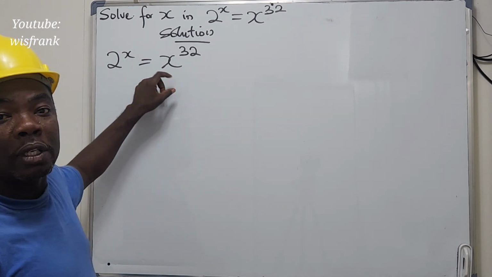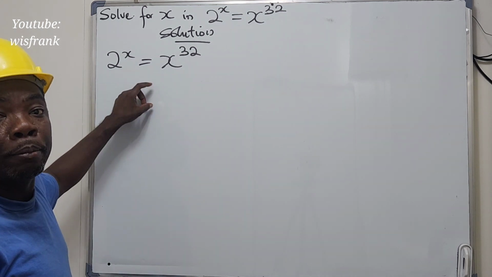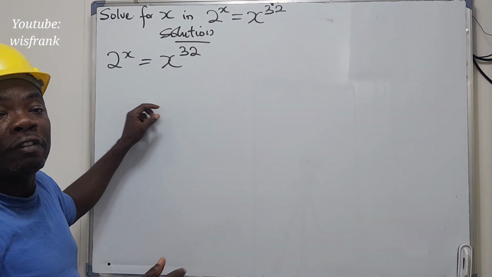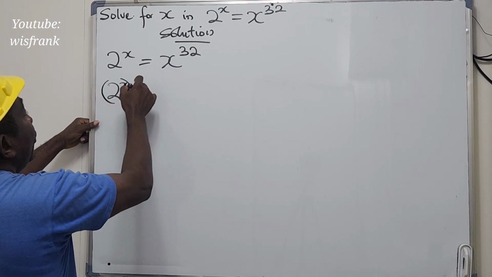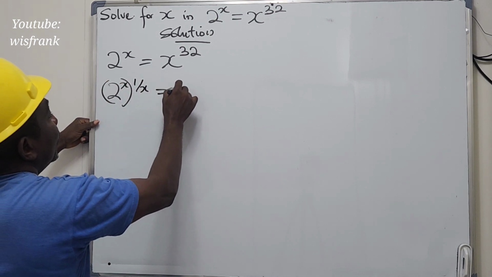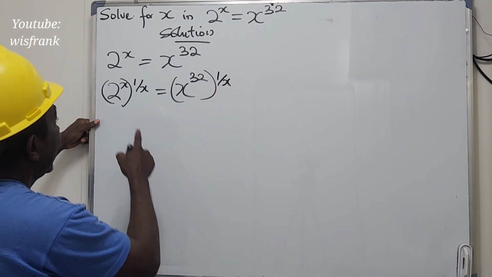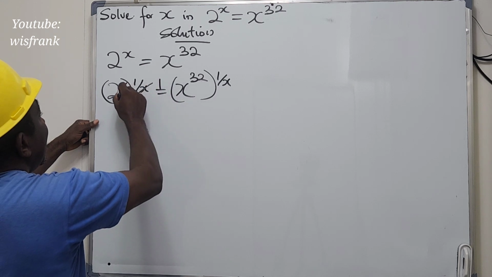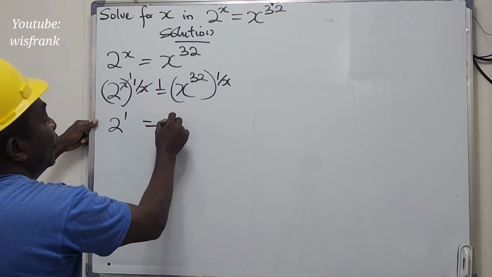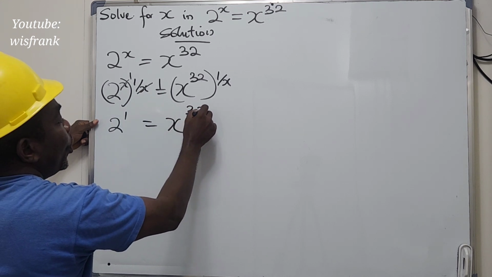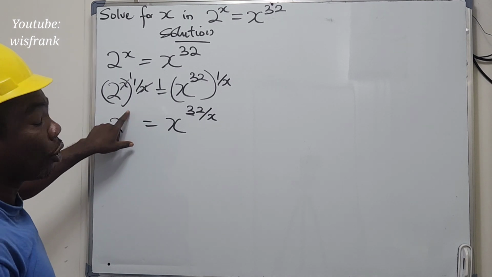Take the constant to one side and take the variable to one side. How do we do that? We need to multiply both sides by the power of 1 over x. So this will become 2 to the power of x, all to the power of 1 over x, equals x to the power of 32, all to the power of 1 over x. In this situation, this will cancel here and this will cancel here. We are now left with 2 to the power of 1 equals x to the power of 32 over x. So here, this 2 to the power of 1 can also become 2.